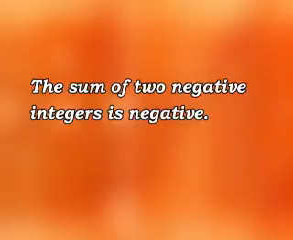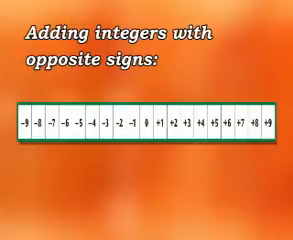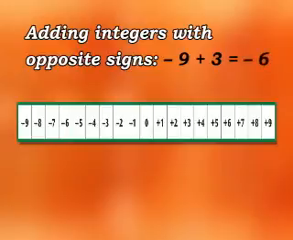Now it gets a little bit more complicated. We're going to add integers with opposite signs. We're going to add minus 9 and plus 3. Minus 9 plus 3 equals minus 6. Let's have a look on the number line. As usual, we start with 0.